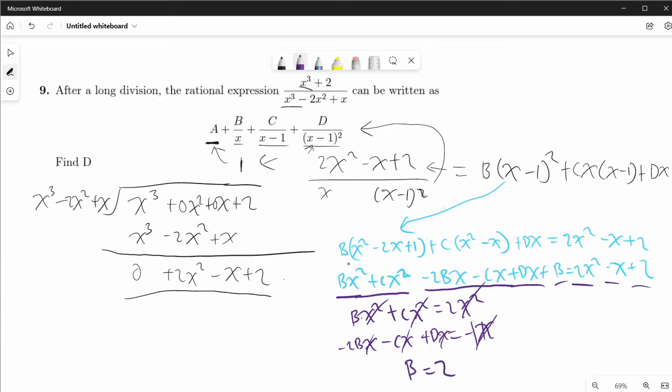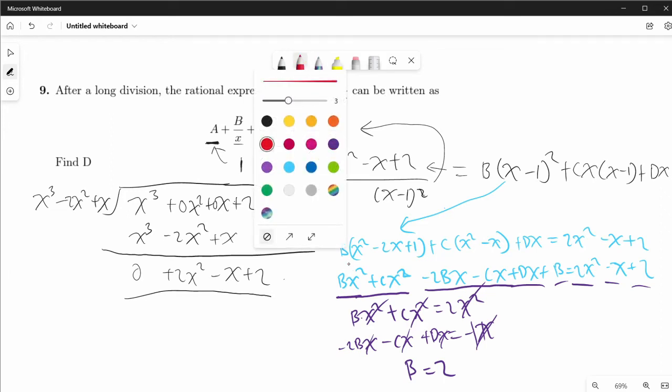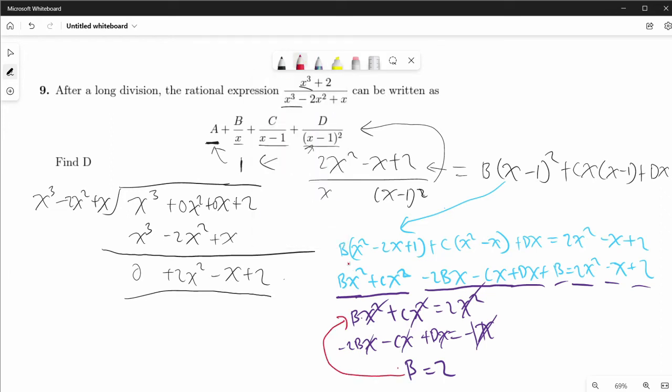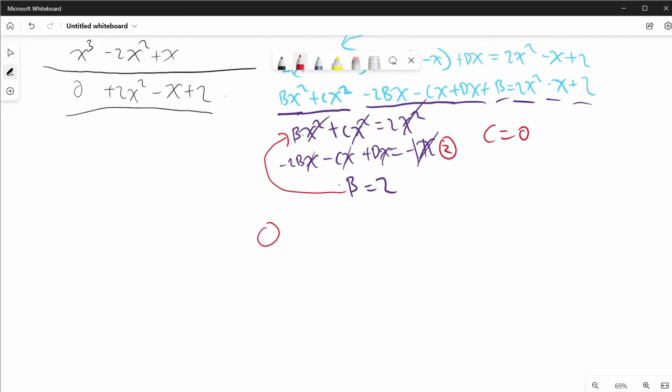So, if we plug b equal to 2 here, 2 plus c equals 2, so c equals 0. And then plug both b equal to 2 and c equal to 0 into the second equation. Then we have negative 2 times 2 minus 0 plus d equal to negative 1. So negative 4 plus d equals negative 1, d equals 3.